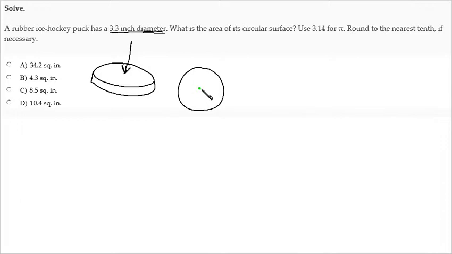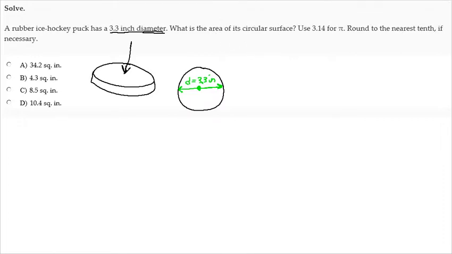How is a circle described? It's described in two different ways. First of all, they tell us that the diameter of the circle equals 3.3 inches. A diameter runs from one edge of the circle through its center and then all the way straight over to the other edge. So we're looking at a circle with a diameter of 3.3.